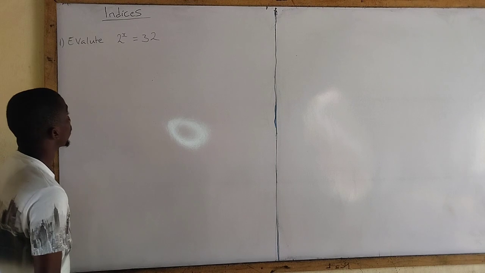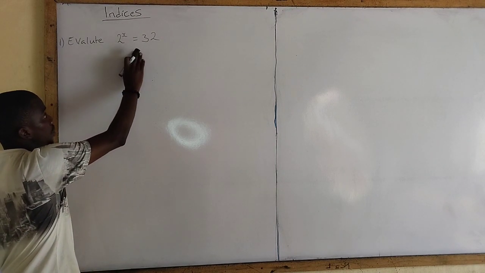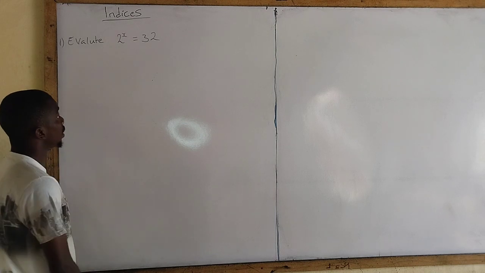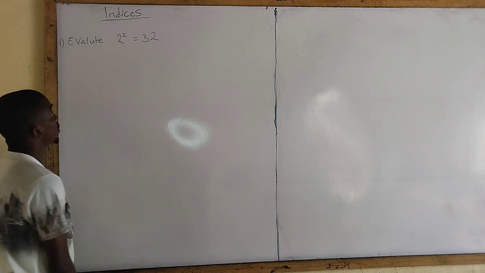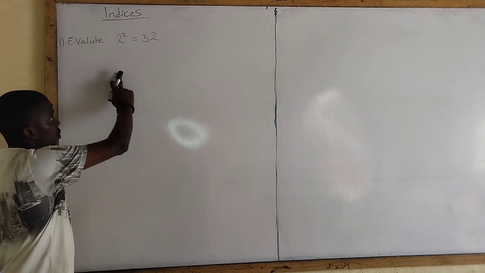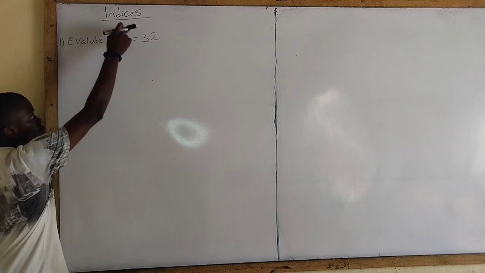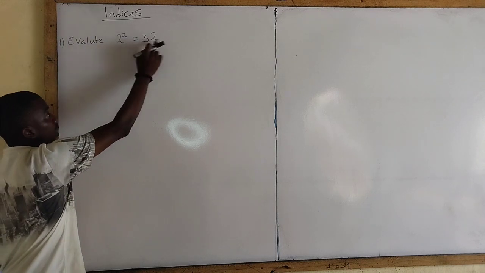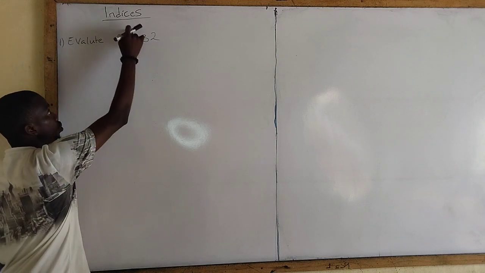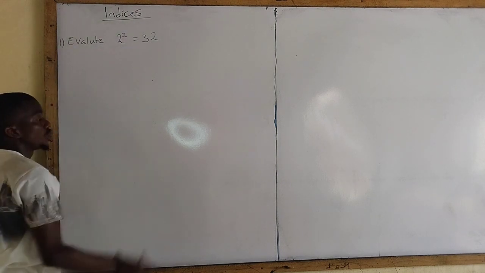Alright, so this question says evaluate 2 raised to the power of x equals 32. First, remember that in this question what we are going to look for is x. What's the value of x? To what number will 2 be raised for us to have 32? This is what the question is talking about.